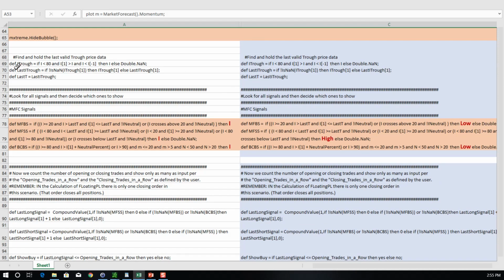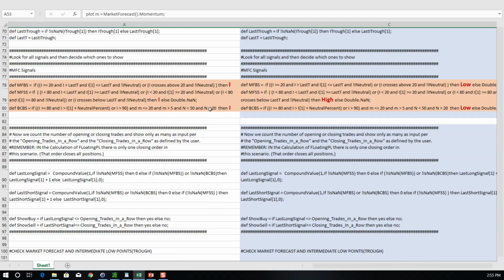We still need to define the trough values of I because we use the values when I bounces back up from a low point, then that's one of our trade signals to get in. So we need that so that we can develop our trade signals. All right, we're going to come down here to the actual signals.